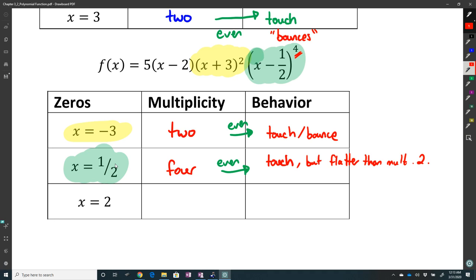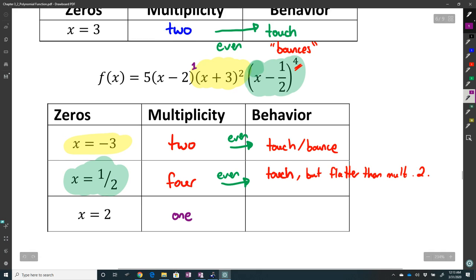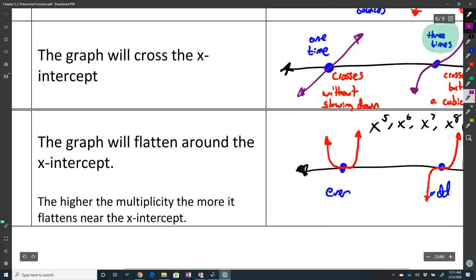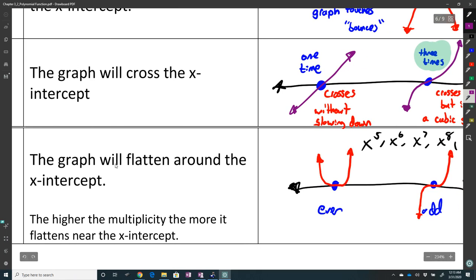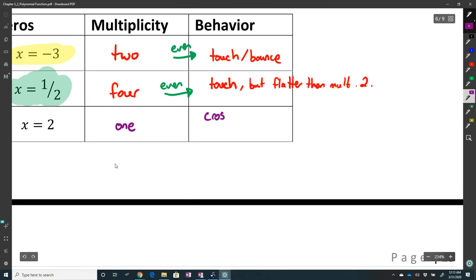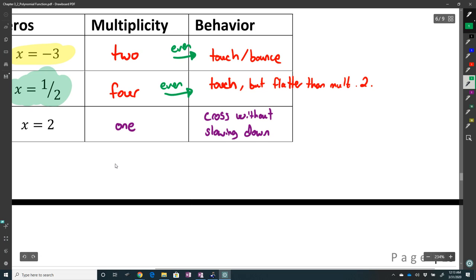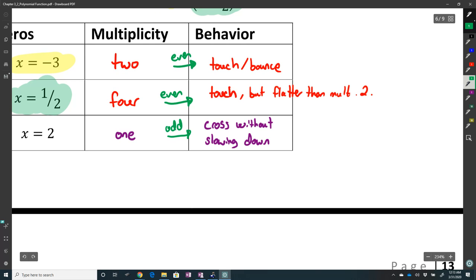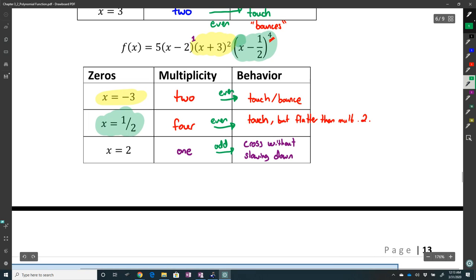And the final one is the 2. Notice this is a 1 right here. The multiplicity is 1. So the behavior, if I go to 1, if it happens 1 time, it crosses without slowing down. So the behavior is cross without slowing down. And again, it's because that was odd. Odd, and it was 1. If it was 3, it would look like a cubic. All right?